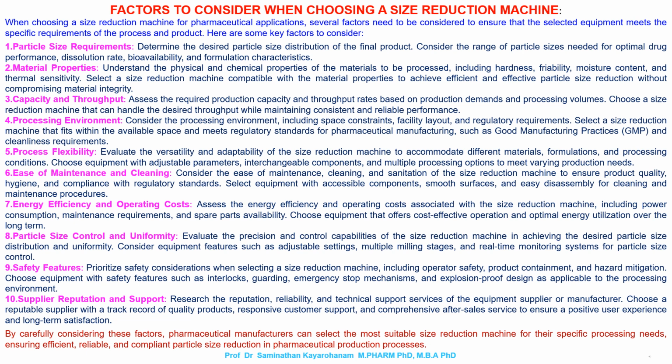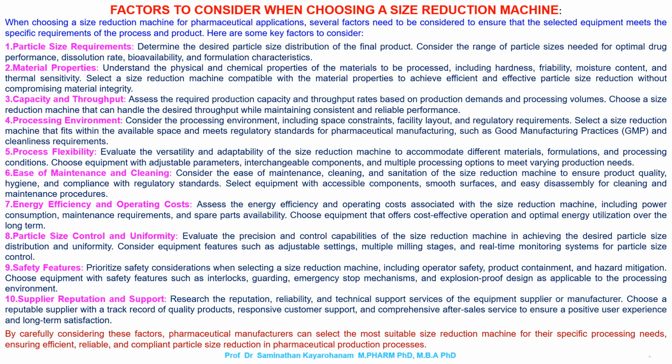Particle size control and uniformity. Evaluate the precision and control capabilities of the size reduction machine in achieving the desired particle size distribution and uniformity. Consider equipment features such as adjustable settings, multiple mill sizes, and real-time monitoring systems for particle size control.